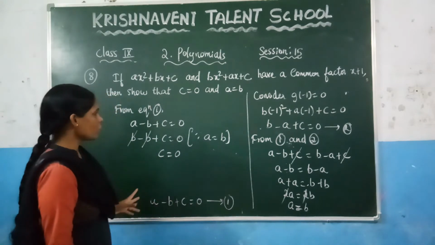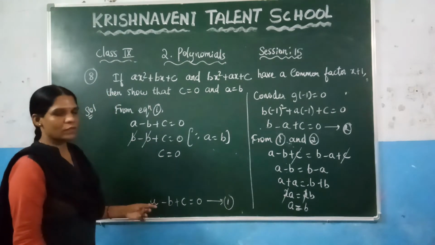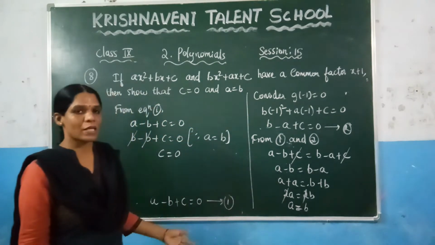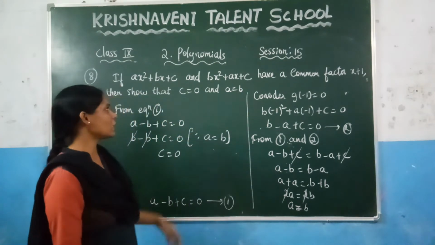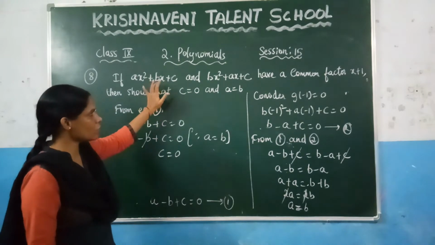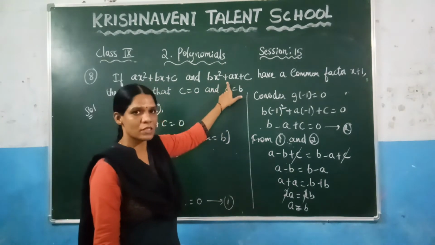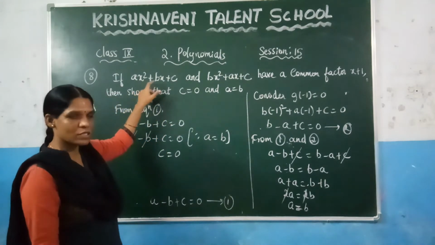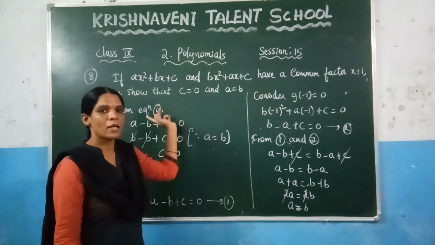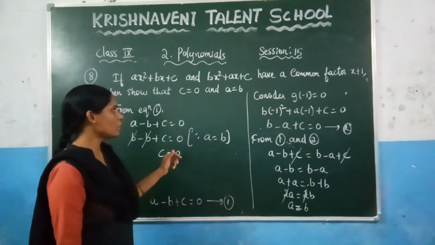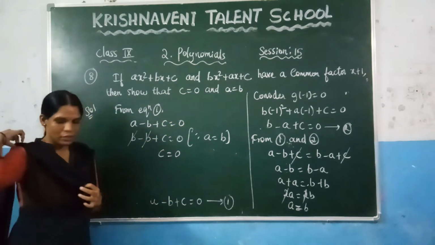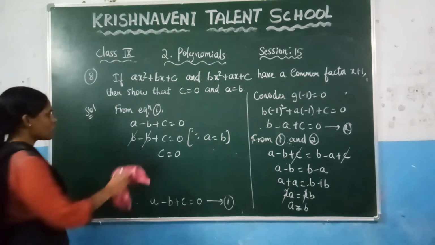So how do you solve this problem? They have given that these two polynomials have a common factor x plus 1. So based on the factor theorem we can state here f of minus 1 is equal to 0. Similarly here g of minus 1 is equal to 0. Now after solving that you will get one equation, here you will get one more equation. Now based on these two equations we have proved here c is equal to 0 and a is equal to b. Now see the next question in this exercise.